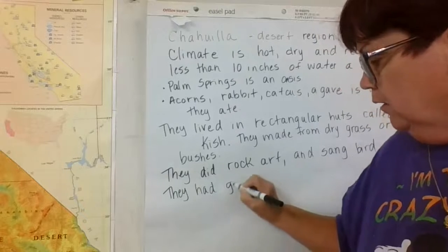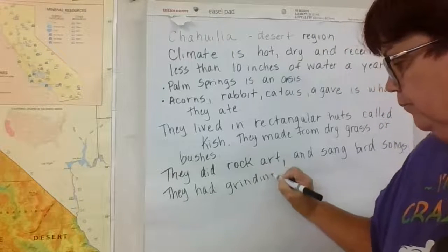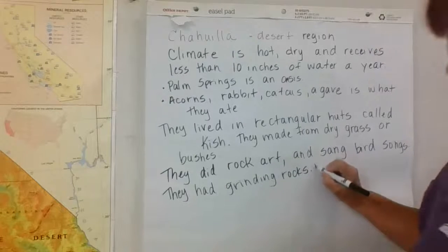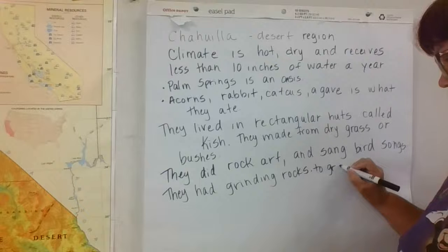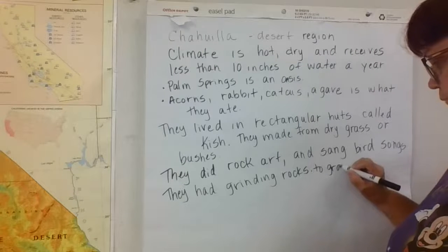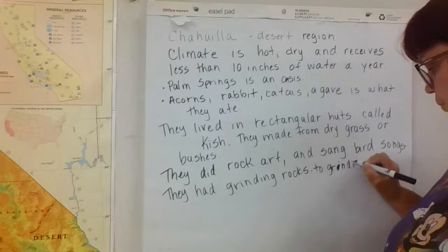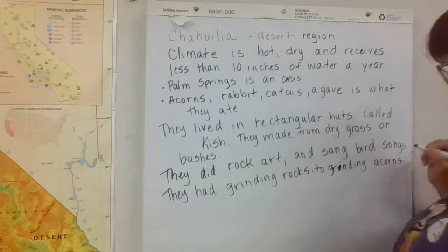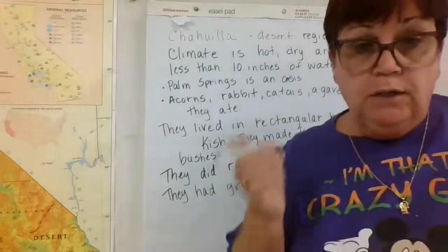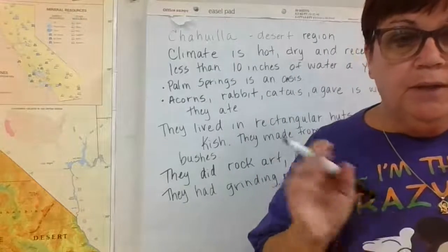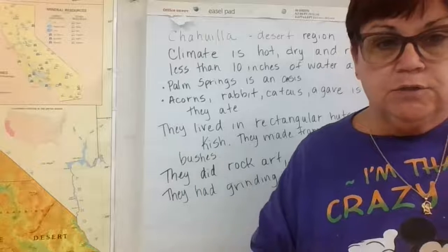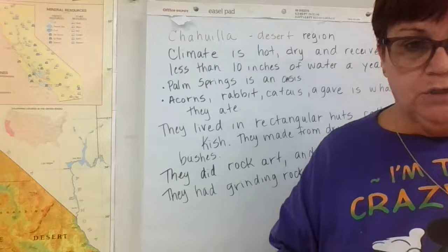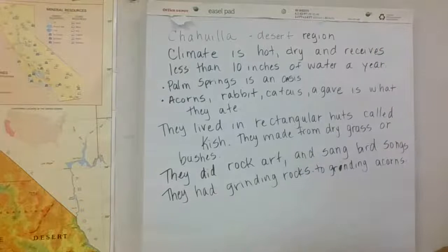Okay. They also, amazingly enough, because I learned about this too, they had grinding rocks to grind up the acorns. Just like we have an Indian grinding rock at Chasse. But the difference is theirs was on a much smaller scale than the Indian grinding rocks that you see over at Chasse near Volcano and Pine Grove.